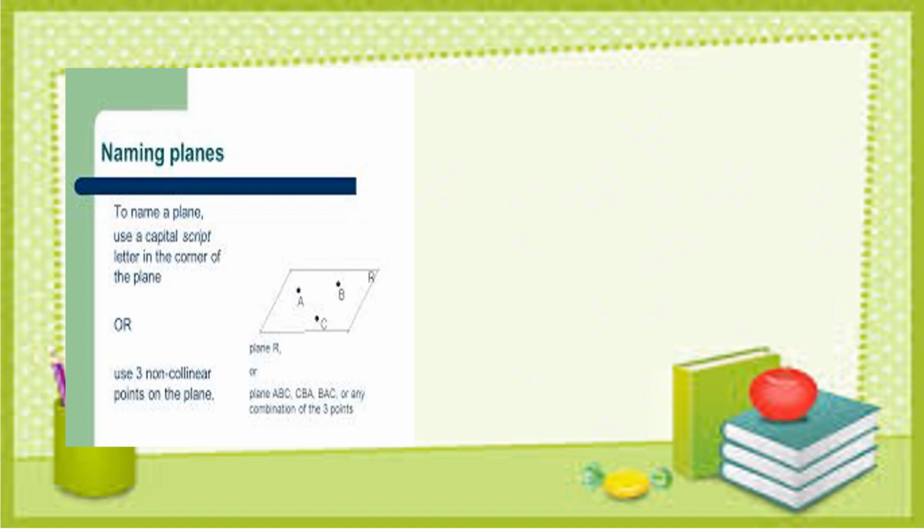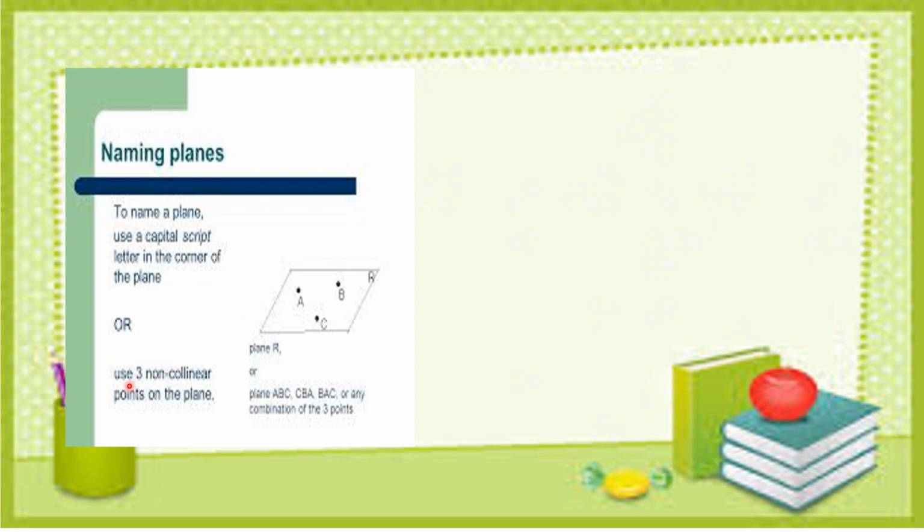How to name a plane? To name a plane, we'll use capital script letter in the corner of the plane. Just like here in the figure, we have here R. R here is not a point. It's just a letter naming this plane. So we can call this plane as plane R.